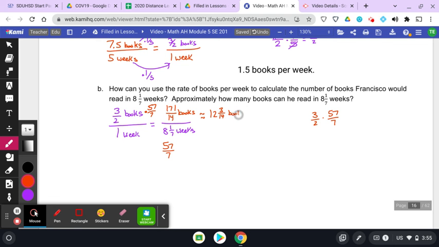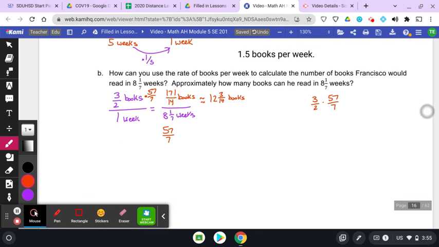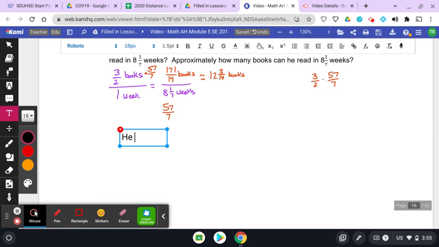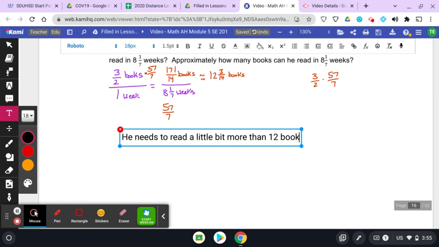He needs to read a little bit more than 12 books. Said approximately, so a little bit more than 12.